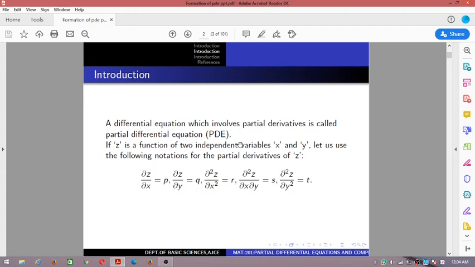The second partial derivative of z with respect to x is denoted by dou square z by dou x square, or otherwise it is denoted by small r. The second partial derivative of z with respect to y, then with respect to x, is denoted by dou square z by dou x dou y, or otherwise it is denoted by s. And the second partial derivative of z with respect to y 2 times is given by dou square z by dou y square, or it is denoted by small t.